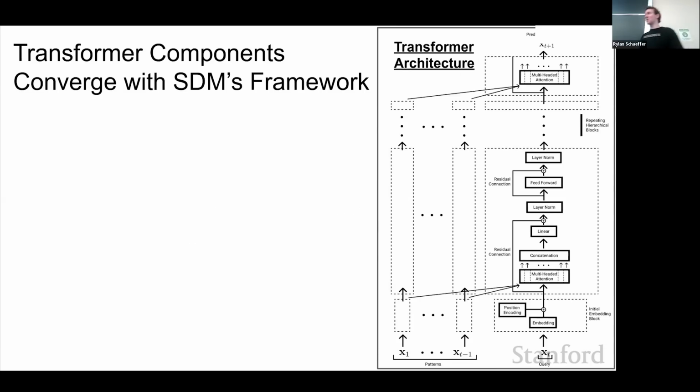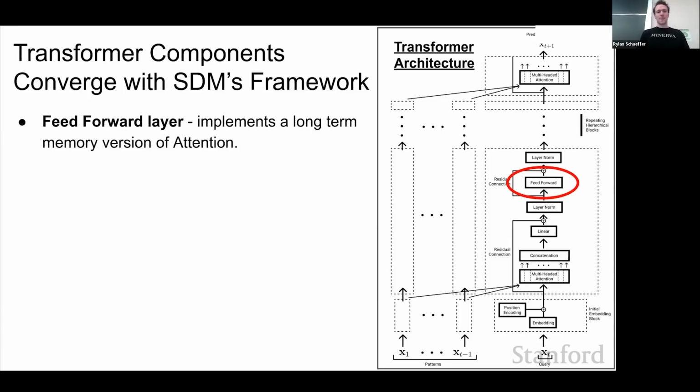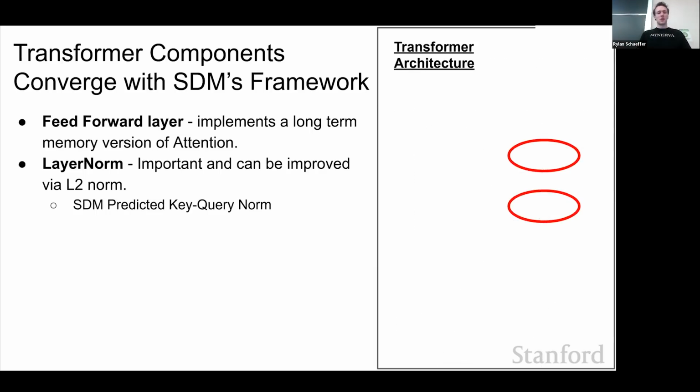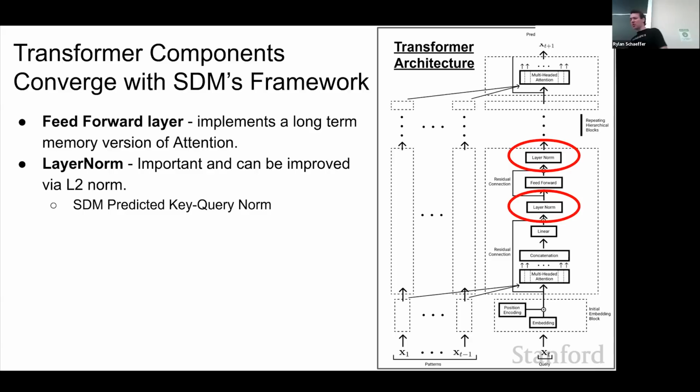Just talking a little bit about transformer components more broadly. I've mentioned that you can write the feed forward layer as a version of SDM that has a sort of notion of longer term memory. There's also layer norm, which is crucial in transformers. It's not quite the same, but it can be related to the L2 normalization that's required by SDM. There's also the key query normalization variant that explicitly does this L2 normalization, and it does get slightly better performance, at least on the small tests that they did. I don't know if this would scale to larger models.